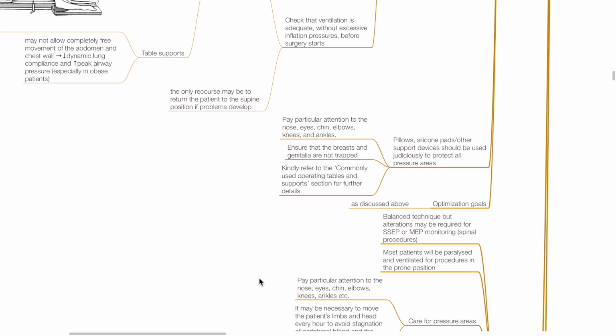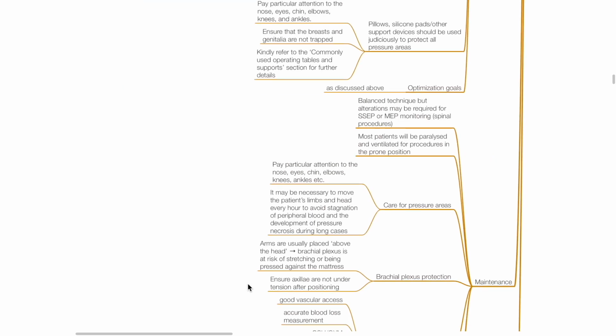Pillows, silicone pads, and other support devices should be used judiciously to protect all pressure areas. Pay particular attention to bony prominences. Ensure that the breast and genitalia are not trapped.